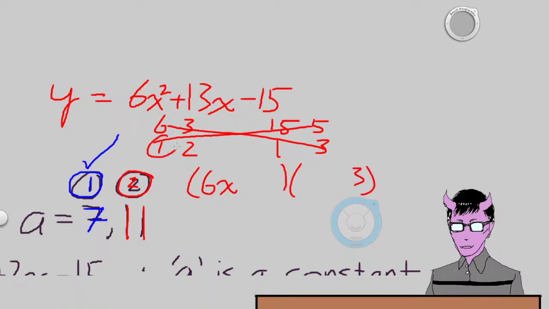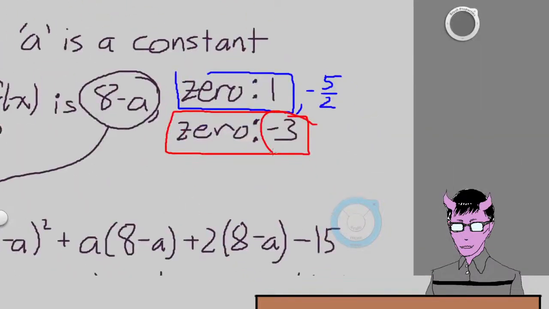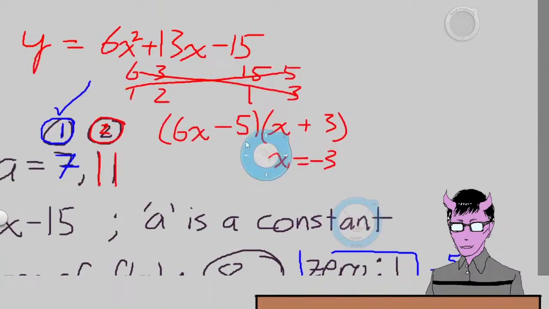And then the 1x gets multiplied to the 5. Signs are different. The larger of the two is positive, so this is the larger of the two, so it's plus. This is the smaller of the two, so it's minus. So we have answer number 1, x is equal to -3, which is the one we were given. And then we have the other answer, which is 5/6.